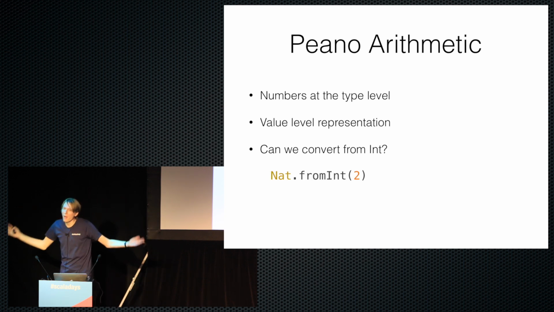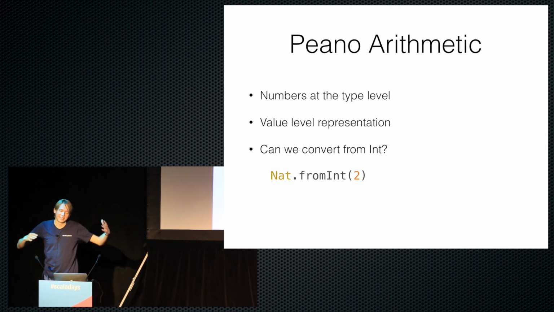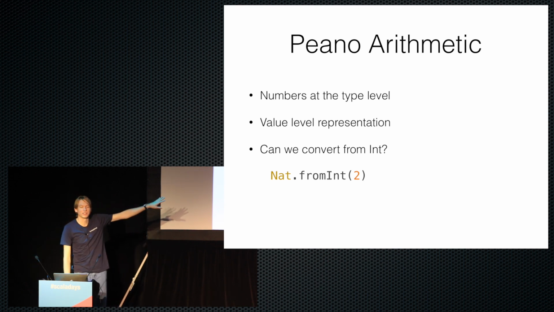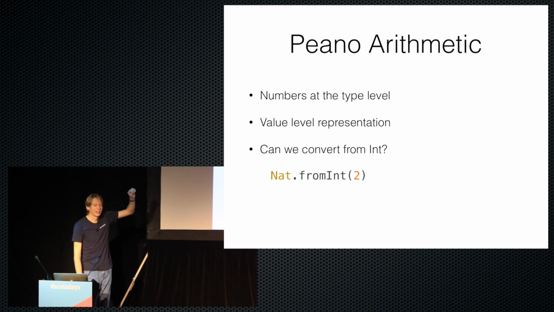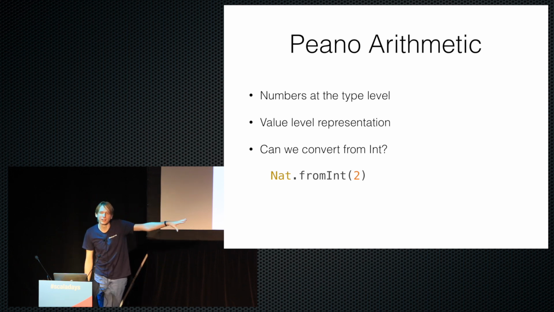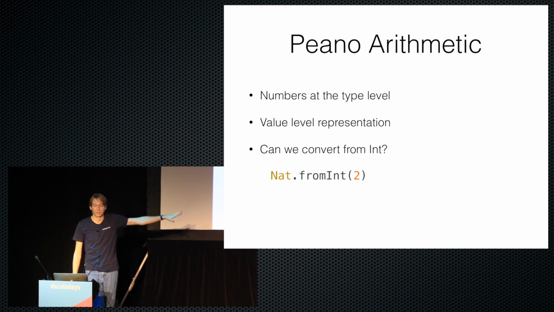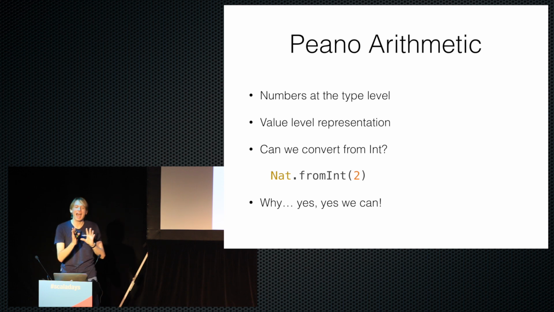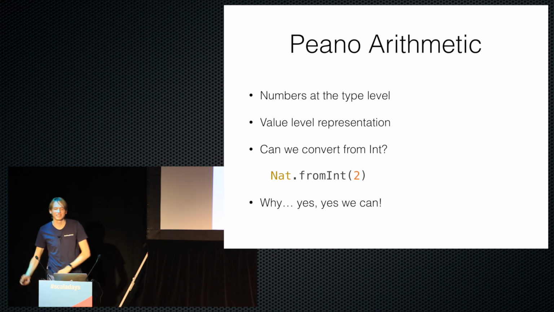So what we want is a function like this, right? That takes an integer, so nat from int, and returns a nat. Can we implement this function? Can we take an integer literal and lift it into a type level Peano natural number? Well, yeah, we could do this. We totally could do this. How, you may ask? Well, the answer is cheating.